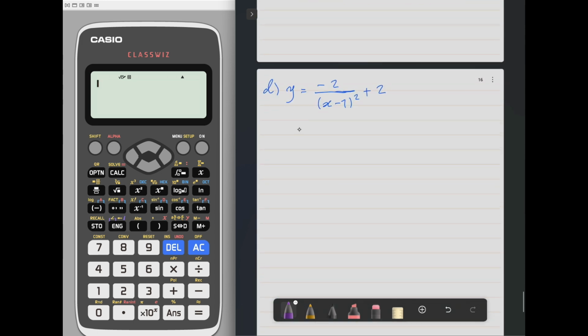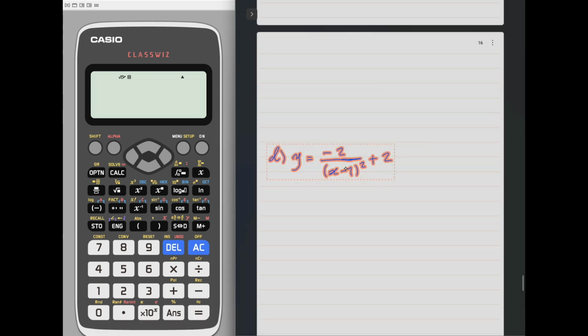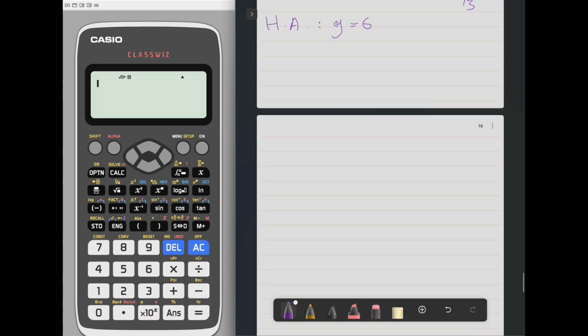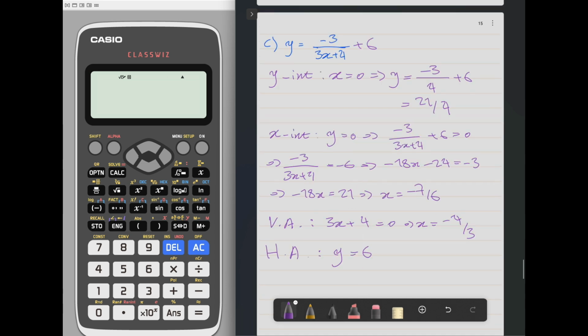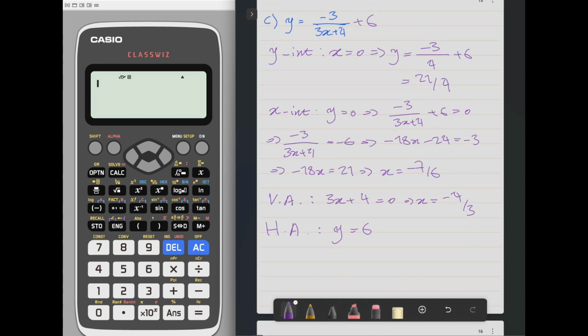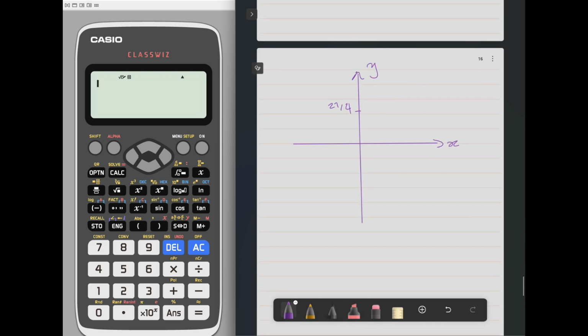And I'm going to drag this one down again. Wait, where did it go? Right here. So I'm going to sketch the graph here in this page. Okay, and this one, y, x. So, where do I start from? My y-intercept, 21 over 4. Right? Then I'll have my x-intercept, which is, where is it? Oh, minus 7 over 6. Minus 7 over 6.